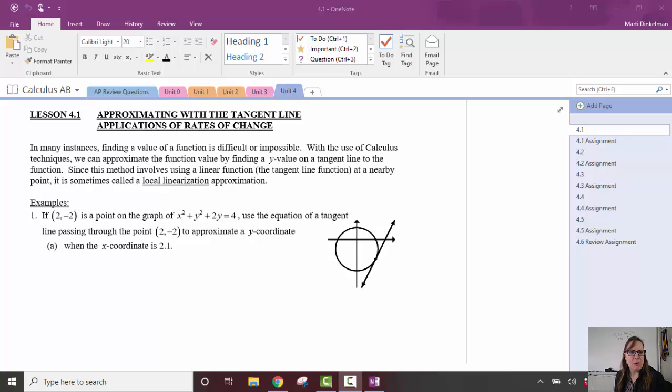If you look at example 1a here, since we want to approximate at x equals 2.1, we're going to use the tangent line when x is 2. In fact, 2 comma negative 2 is what they gave us because we have an implicit. But since 2.1 is close to 2, we should be able to find the tangent line at 2 and then just replace our x-coordinate in that equation with 2.1. So we'll see that here.